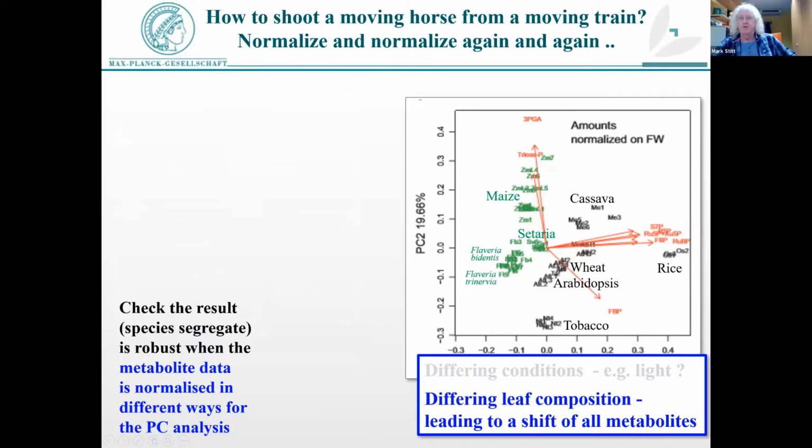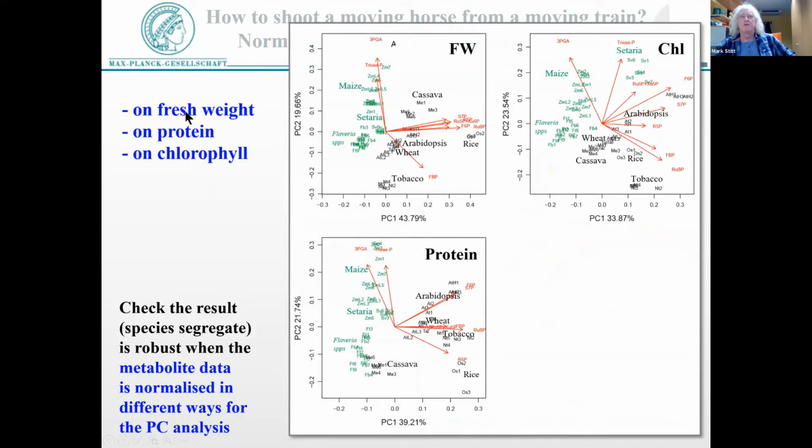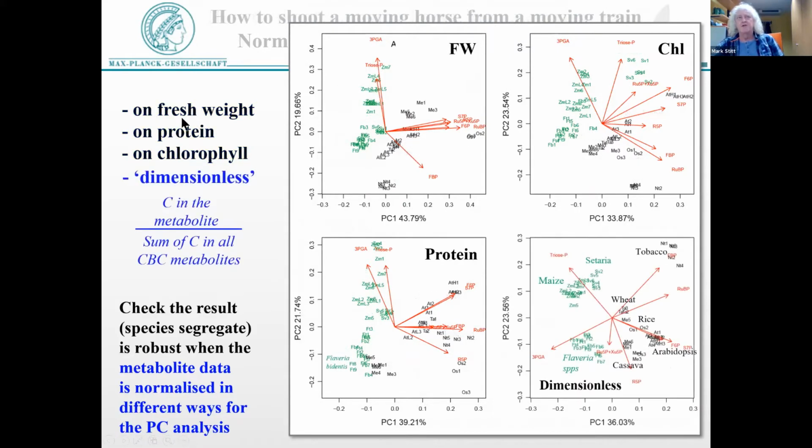The second issue we thought about is different leaf composition. For example, higher protein, higher chlorophyll, and so on. This might lead to a shift of all metabolites, a systematic shift. So the approach that we took to look at this is basically normalize the data, not just on fresh weight, but also on protein and on chlorophyll. And then you look in, and basically we retain the separation of the species when we normalize them in different ways.